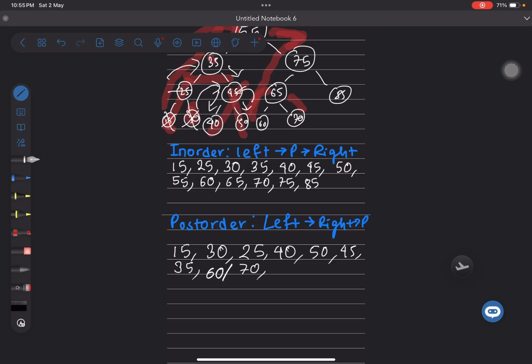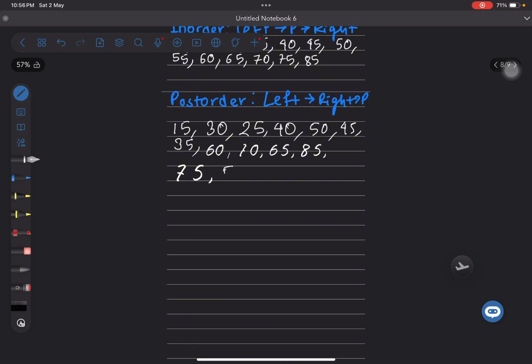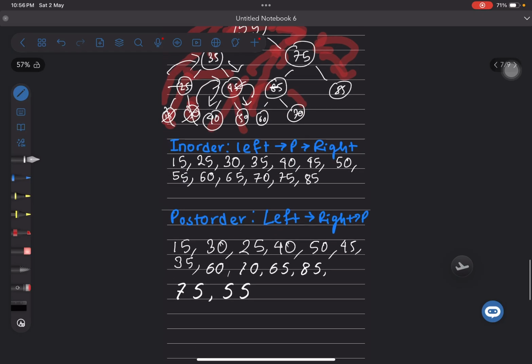That sounded very wrong, my bad. And then we hit the parent, which is 65. Okay, 65. And then we come to the parent. We cannot touch the parent, so we come to the child first, 85. Finally we hit the parent, which is 75. And since both of the trees are done, finally we hit the absolute boss, which is 55. So this was the in-order, pre-order and post-order for the second tree.